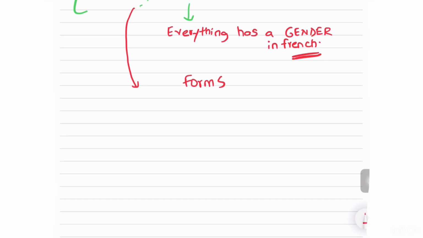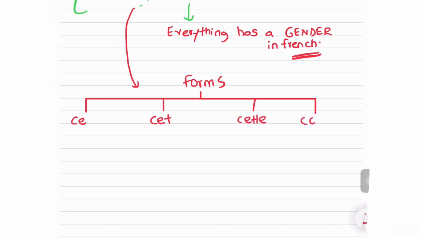That is the options that you have when you're putting this or that before an object or a person. So first one that we have is CE. Then you have CET. Then you have CETTE. And finally you have CES. Now this is super simple once you understand which of these 4 should be placed before which noun. It will be very easy and scoring for you.